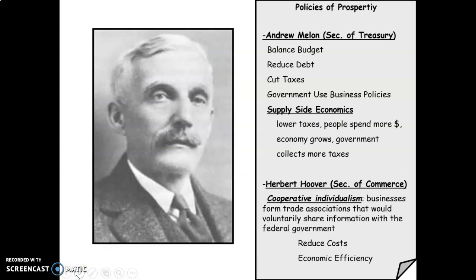Moving forward. Andrew Mellon, wealthiest man of his time, so you don't have to worry about him stealing any money. He will be the Secretary of Treasury. He balances the budget, reduces the debt, cuts taxes, and uses business policies in government. He is one of the ones who creates supply-side economics. Lower taxes, people spend more money. Economy grows, government collects more taxes.